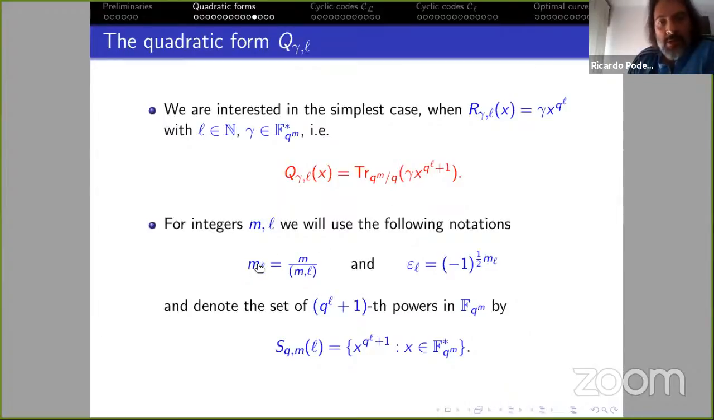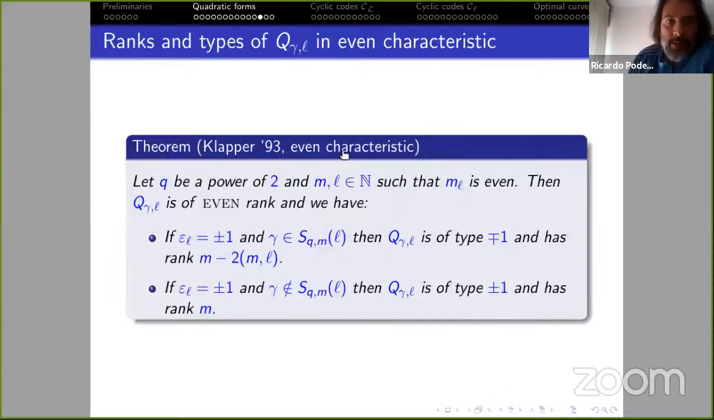Considering these notations, M_L and epsilon_L, and considering the powers Q to the L plus 1, we have Clapper's results. What is important here is that this quadratic form is always of even rank. And here, depending on the cases, we have the type and the rank. This is what we need.